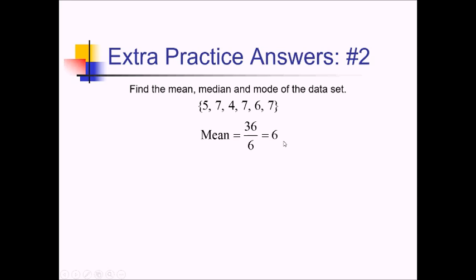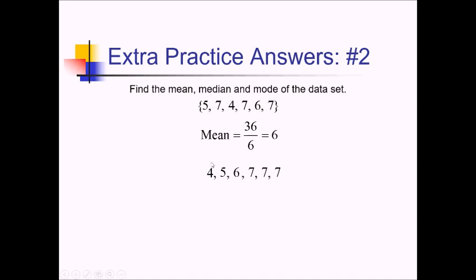To get the median, we have to write these in order and then pick the middle number, or in this case, there's going to be 2 middle numbers, so we'll have to average them together. But let's get them in order first. So the smallest number out of this batch is 4. After that, we have a 5, we have a 6, and we have 1, 2, 3 of those 7s.